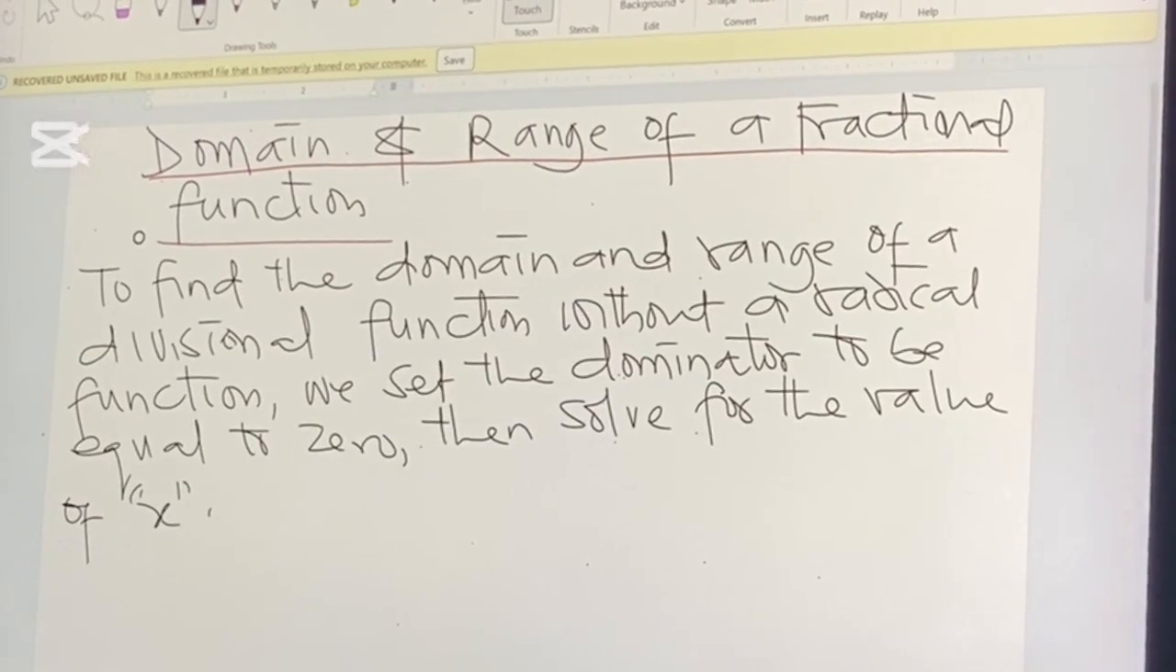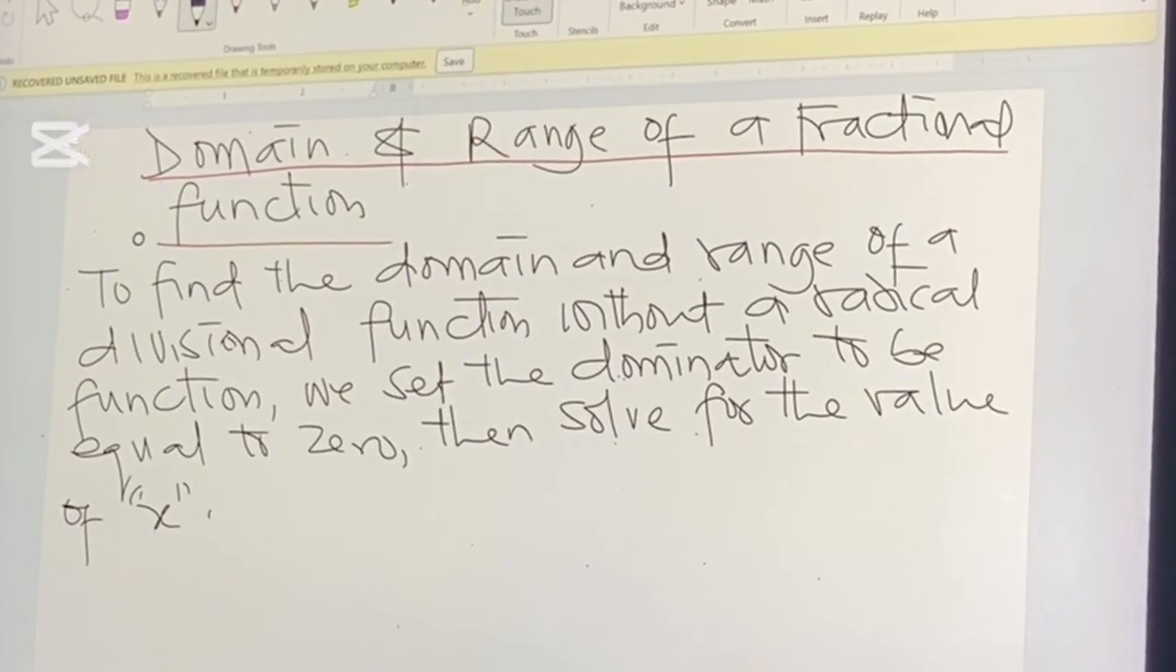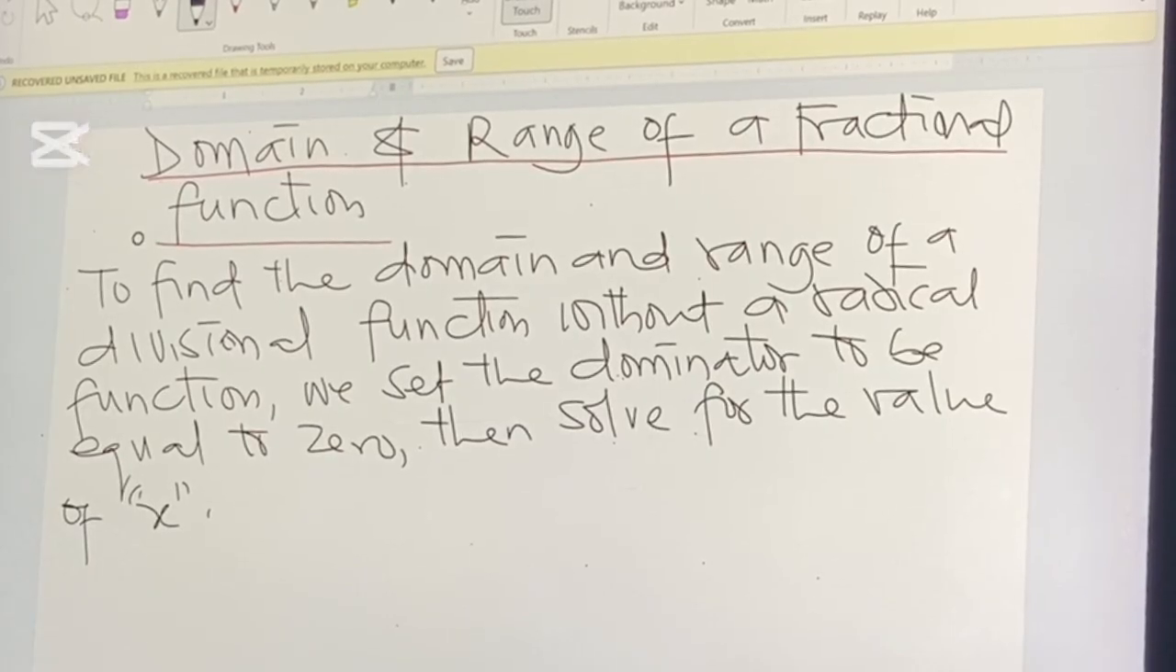Note that, please write, note that the range of a function is also known as the inverse of domain. That is, the inverse of domain is also known as the range of a function, okay? So if you are given a function and the domain is given to you, to find the range of that function, you find the inverse of the domain. Please take notes. And this is always possible for divisional or fractional functions, okay?